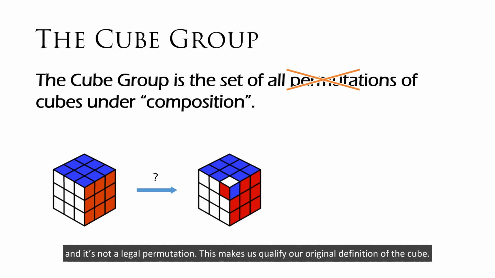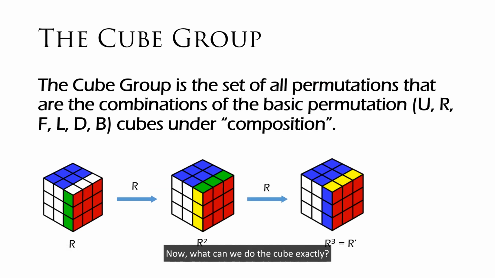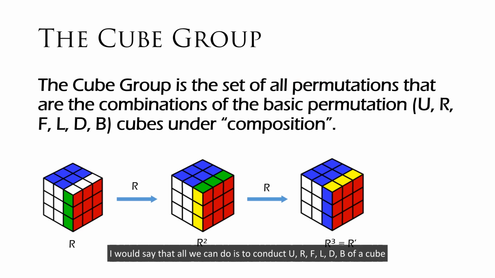So this makes us qualify our original definition of a cube. Now, what can we do to the cube exactly? I would say that all we can do is conduct U, R, F, L, D, B operations on the cube, for a certain number of times and in a given sequence. For example, an R prime is also formed by these simple operations, because R prime is just doing R 3 times. And this statement is clear from the mechanism of the cube and the rule that you cannot brutally turn a corner or tear down the whole cube. Therefore, it's better to say that the cube group is the set of all permutations that are combinations of the basic permutations under composition, and the 4 axioms still hold.